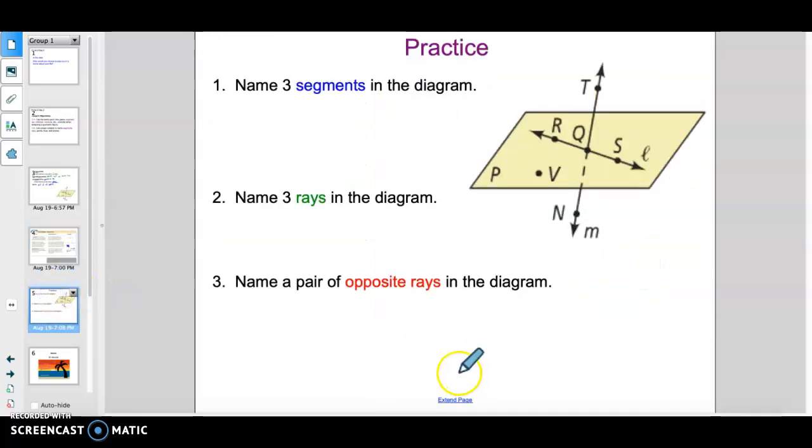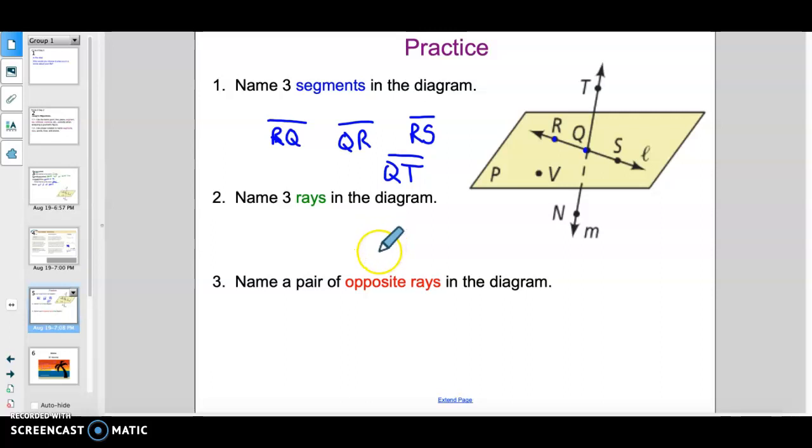So a few practice problems. Name 3 segments in the diagram. Remember, segments don't have the arrows, so like R to Q, that would be a segment. We'd put a flat line and say RQ. Or you could do it backwards and say QR. So the order does not matter for a segment. We can also say segment RS, or QT is a segment as well. Make sure you're putting that flat line on top of it. There's other options, but those are a few.